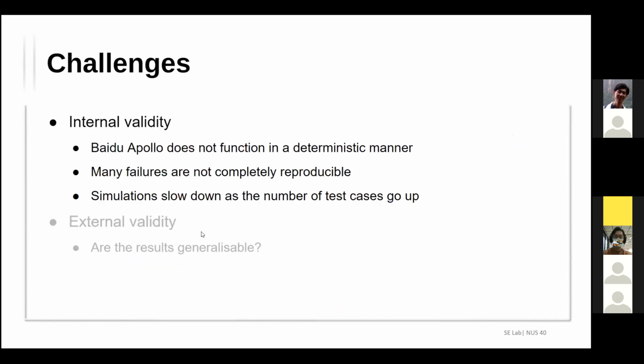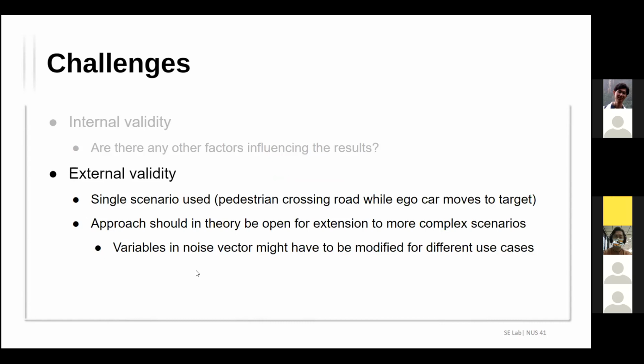Yeah. So for internal validity, the problem is that Baidu Apollo does not function in a deterministic manner. The authors have mentioned that many of the failures are not completely reproducible. Additionally, the simulation slows down as the number of test cases goes up, which might affect how the test cases are carried out as well. The authors don't quite address this problem exactly. They just mention these issues, but they don't really address them, in my opinion. And next is external validity. Again, only a single scenario is used. In theory, the approach used, the noise vector approach, should be open for extension.